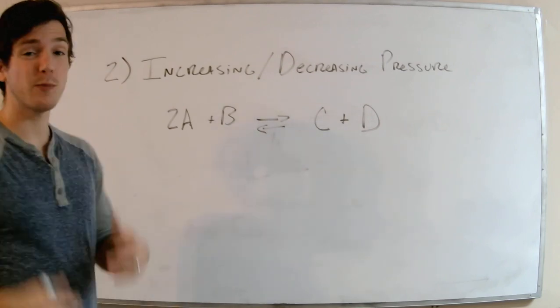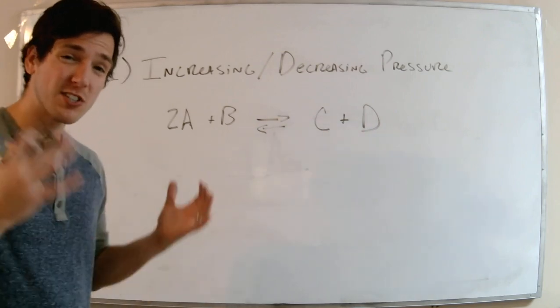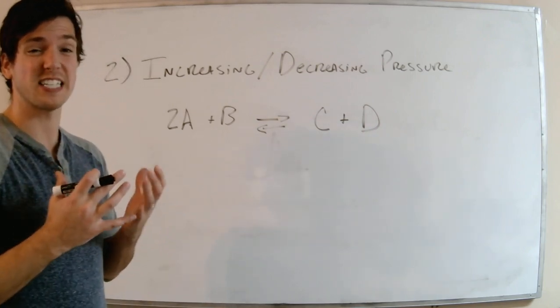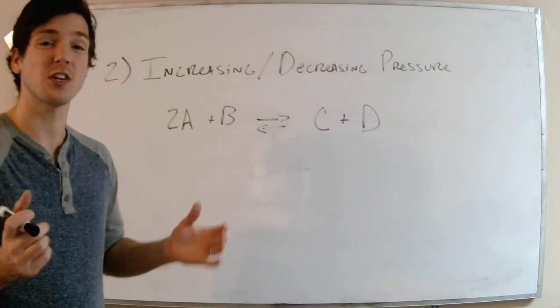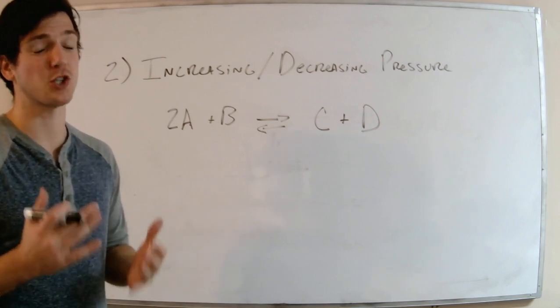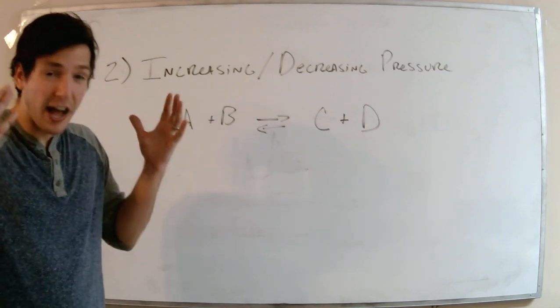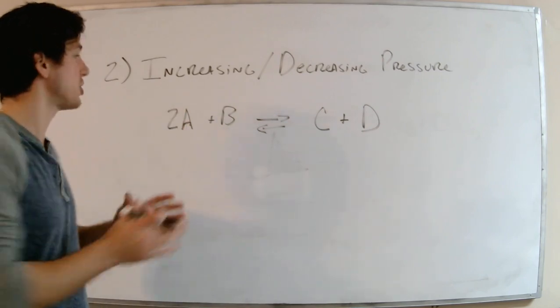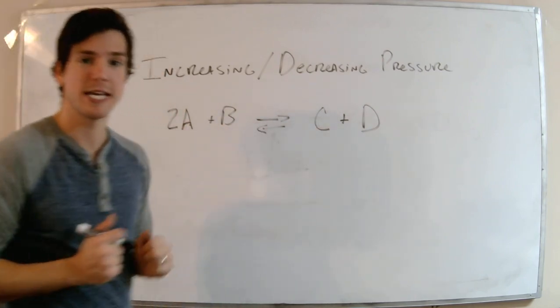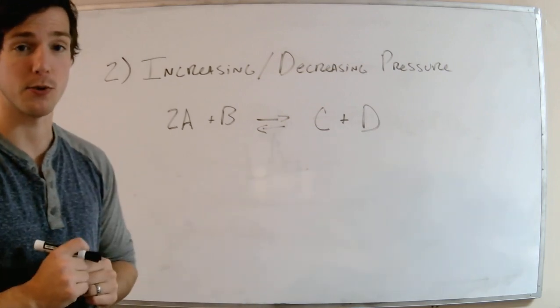So when we increase pressure, we're forcing those molecules to get really close together. So what they're going to want to do is try to limit how many molecules there are. So if I increase the pressure, it's going to shift to the side of the reaction that has less molecules.